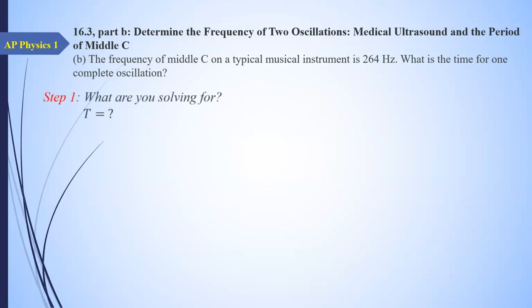So we're looking for the period. How long does it take for one cycle or one oscillation to occur? Okay, so there we have the frequency, 264, and I prefer that you use 1 over seconds, because it's better if you need to cancel with seconds somewhere along the way in the equation. Hertz doesn't cancel with anything, but 1 over seconds can cancel.